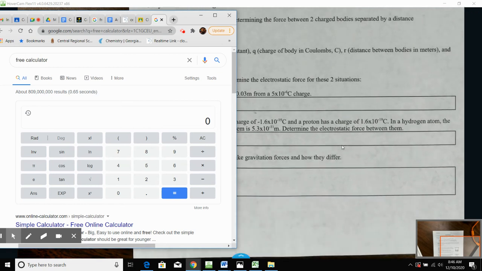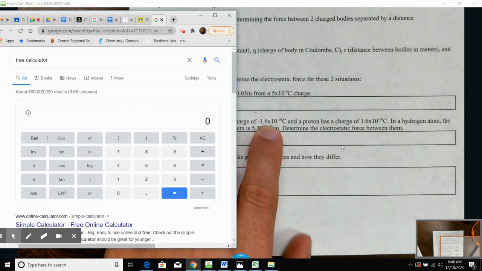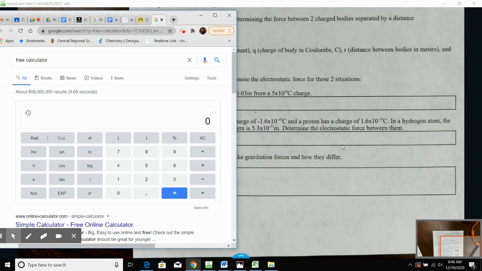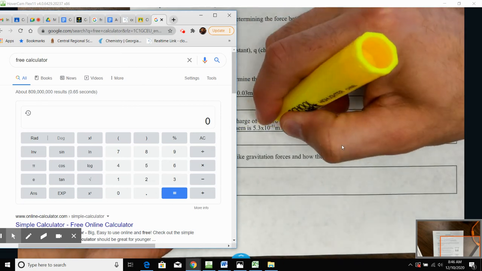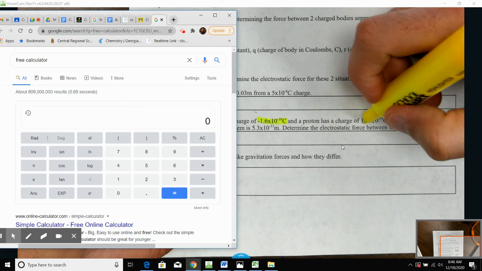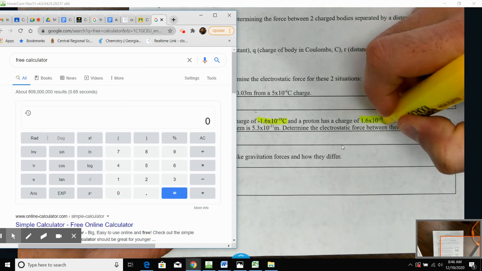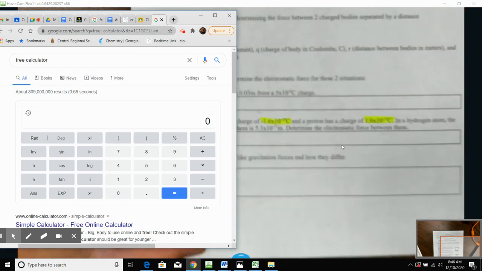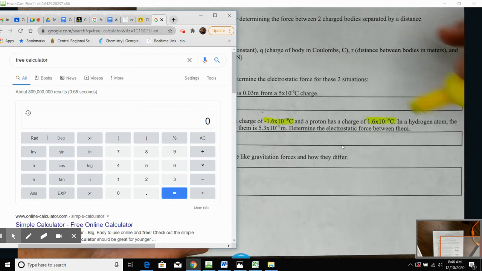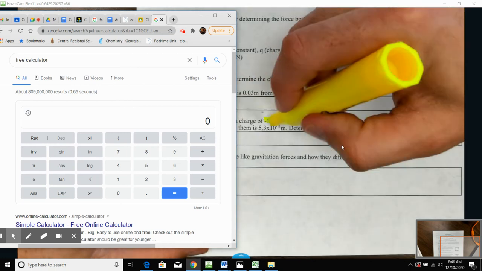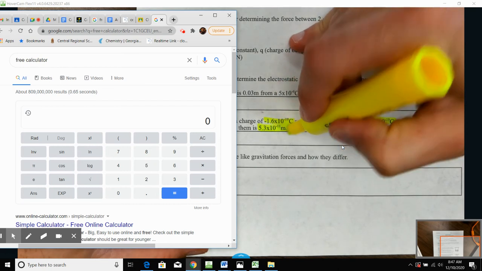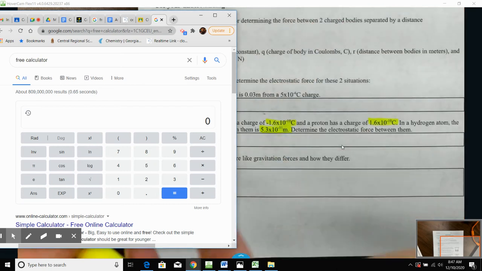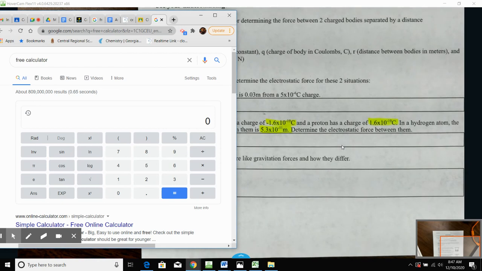Okay, so the question has the fact we have an electric charge of negative 1.6 times 10 to the negative 19th coulombs. All right, the charge of an electron. And a proton has a charge of a positive 1.6 times 10 to the negative 19th coulombs in a hydrogen atom. Now, the distance between them is 5.3 times 10 to the negative 11th meters.